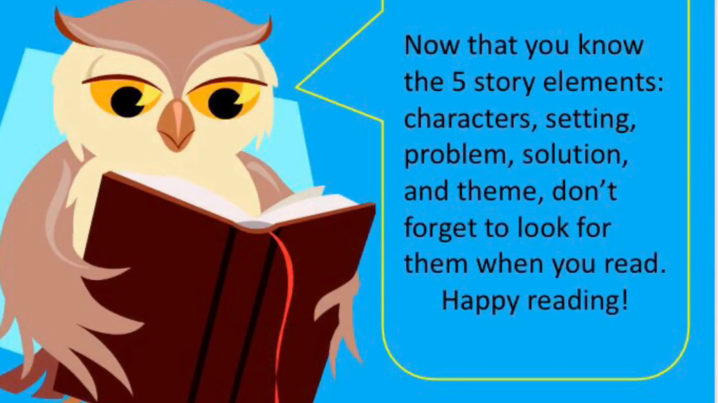So now that you know the 5 story elements, characters, setting, problem, solution, and theme, don't forget to look for them when you read. Okay? And now that you have all these 5 story elements in your brain, when someone's asking you about a book you're reading or that you just read, you can tell them more than the title. You could think about the characters and the setting and the problem, and you could share that information with them. If you liked the book, you could recommend the book. Please don't tell them the solution. They have to read that on their own. You don't want to ruin the book for anybody.